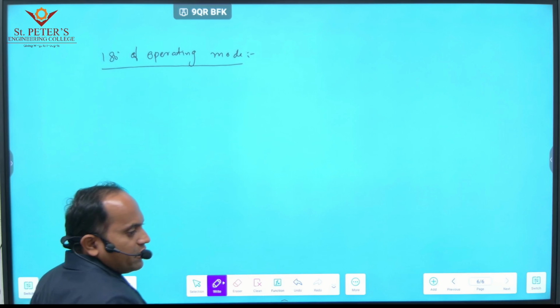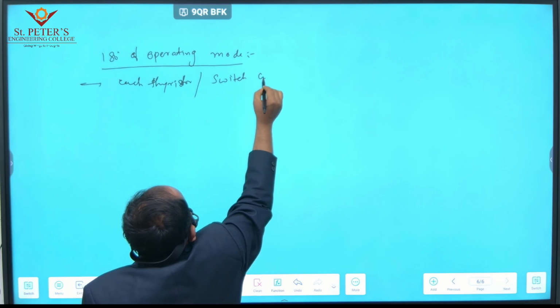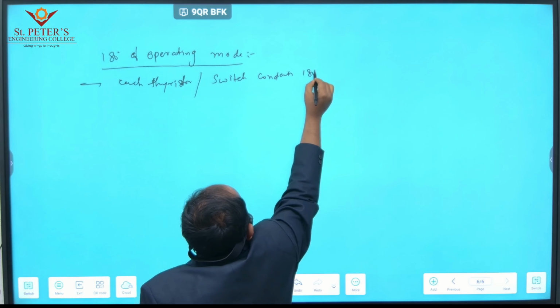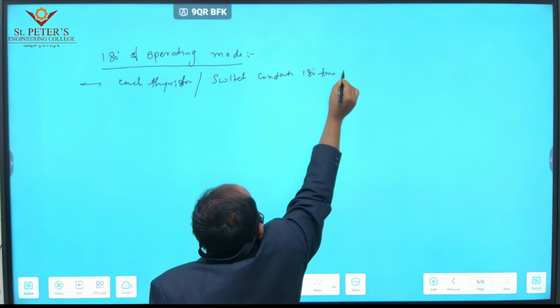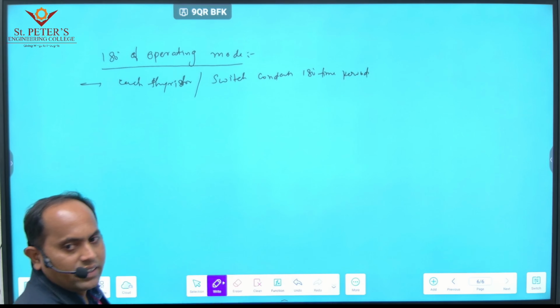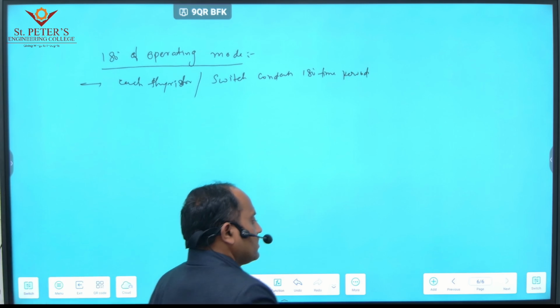What is 180 degree operating mode? In this mode, each thyristor or each switch can conduct 180 degrees of the time period. Okay, that can conduct 180 degrees of the time period. So then go for the 180 degrees of operating mode.